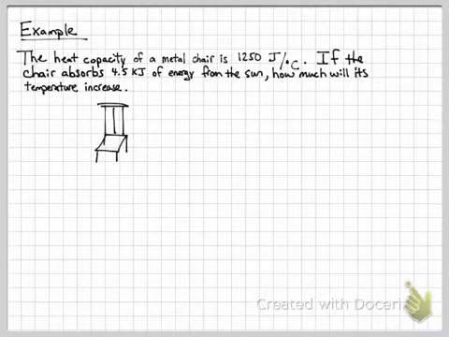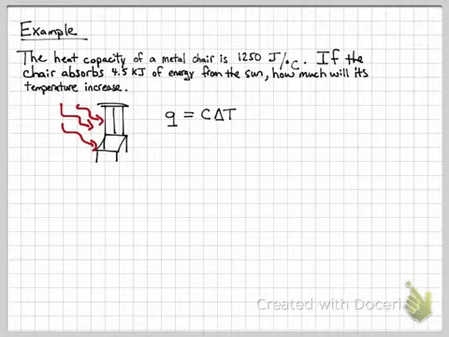So we have a chair absorbing radiant energy from the sun. Let's say it absorbs 4.5 kilojoules of energy. How much of a temperature change will it undergo? So we're going to use the relationship heat is equal to heat capacity times the total temperature change. We are given heat capacity for the chair. Notice the units, joule per degree Celsius. It's 1250. We know the total amount of heat absorbed, and so we should see an increase in the temperature.